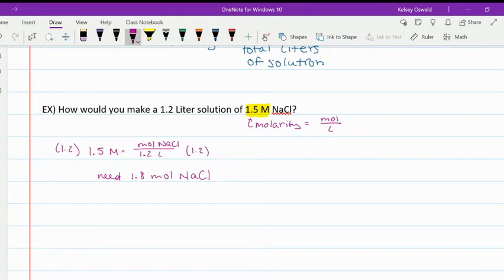So something to keep in mind here is when we are actually in a lab, unfortunately, we can't measure out moles. So what that means is we are going to need to convert this 1.8 moles to grams. Because if we want to see how we would actually make this, we're going to figure out how many grams of sodium chloride we would need in the solution.